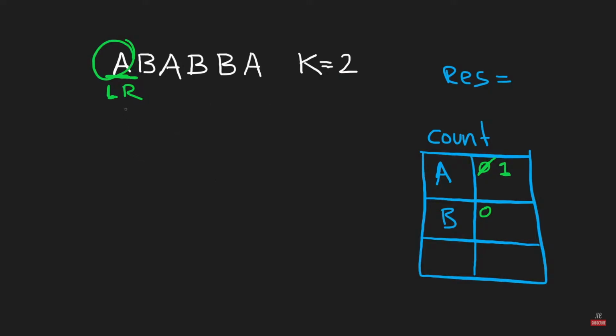And the way we would calculate it is get the size of our window. Right now we can see the size of our window is 1 subtracted by the count of the most frequent character.